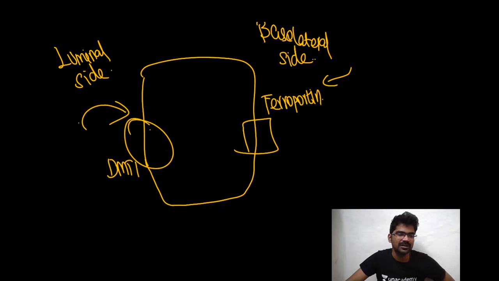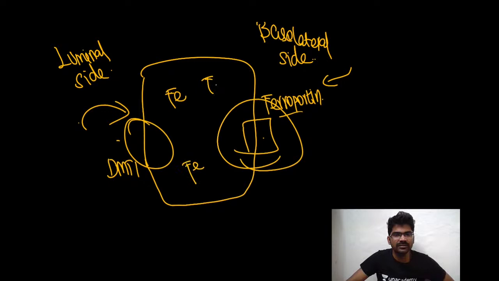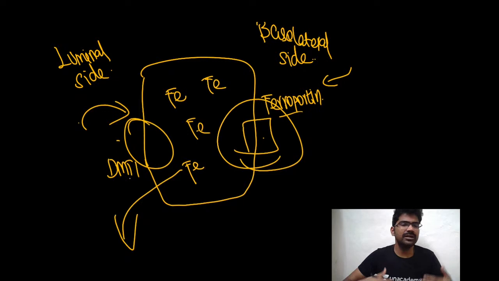Hepcidin is in the bloodstream and it reaches this side first, and it inhibits ferroportin, not DMT. So whatever iron is inside will be sloughed off when the intestinal epithelial cell sloughs off. Our intestinal epithelium is continuously regenerated and replaced. So that is the answer.